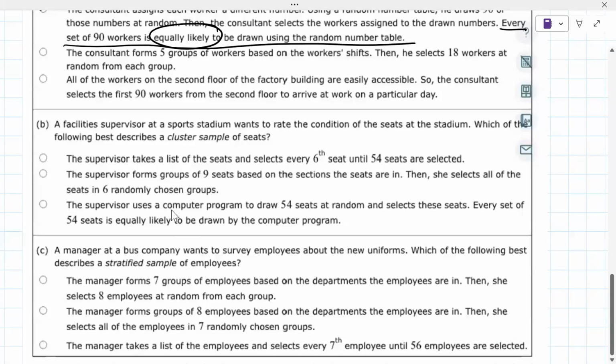So the second one actually does say the same thing. Every set of 54 seats is equally likely to be chosen. So that's another kind of giveaway. Okay.